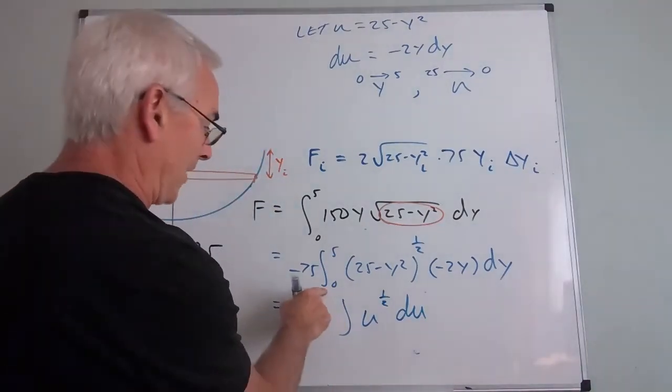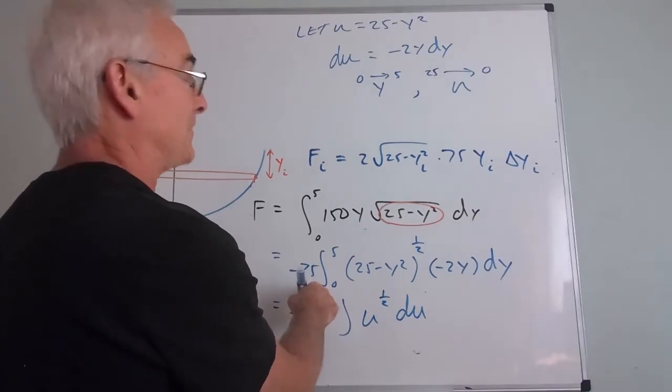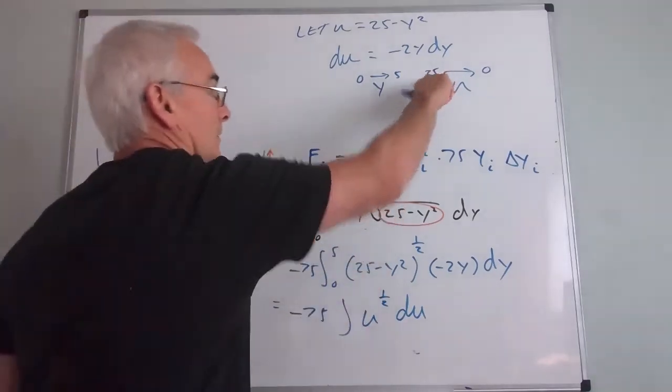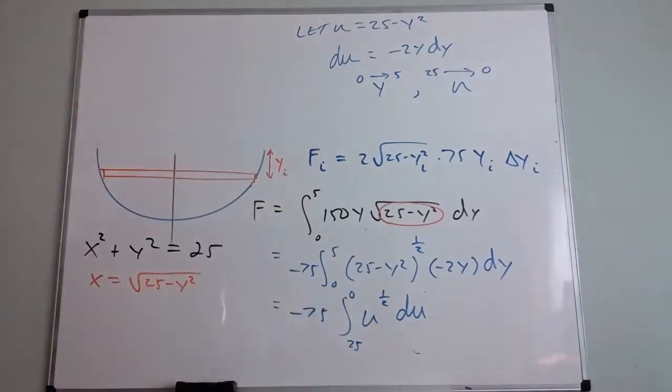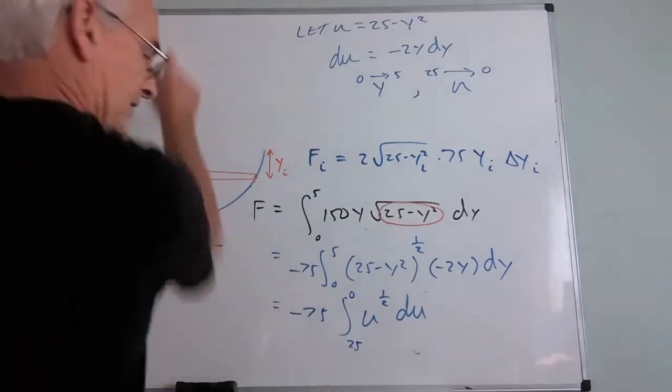But not from 0 to 5. That would give me a very different answer. In fact, it wouldn't even be a similar answer from 25 to 0. And all of a sudden, that doesn't look so scary. So I'm going to move it up to the top.